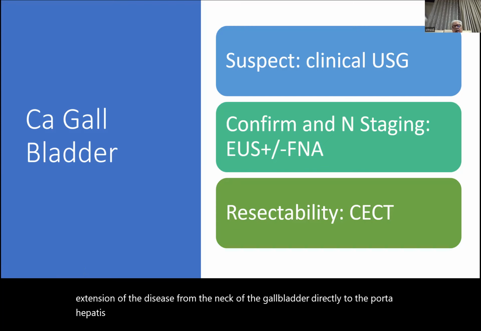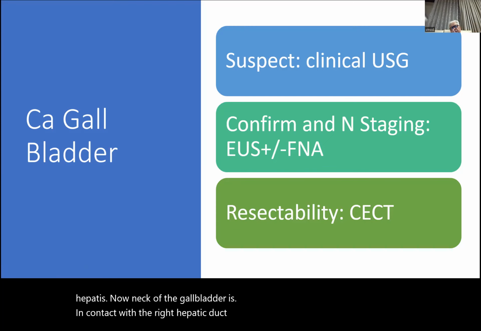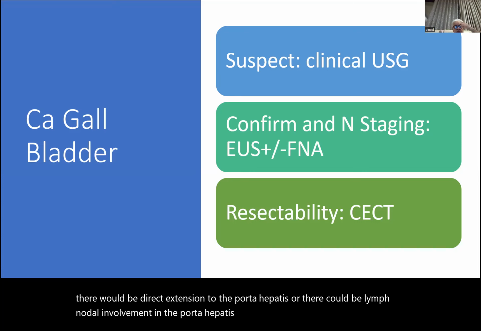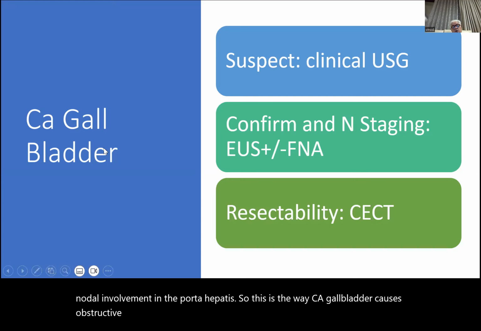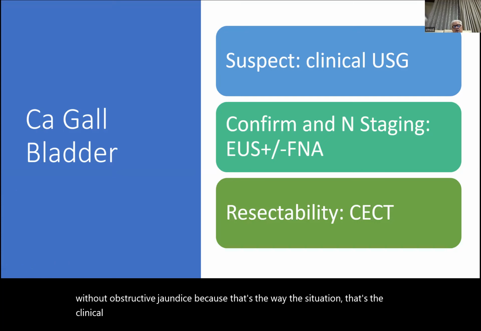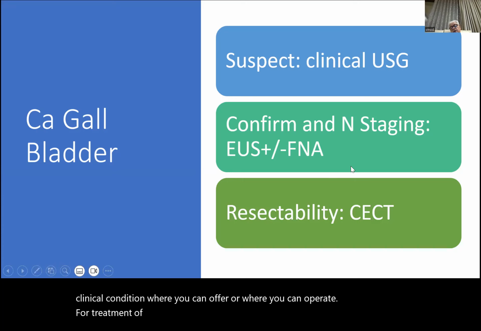Now, the neck of the gallbladder is in contact with the right hepatic duct. So if the extension occurs along that path, there would be direct extension to the porta hepatis, or there could be lymph nodal involvement in the porta hepatis. So this is the way CA gallbladder causes obstructive jaundice. You would be lucky if you can diagnose CA gallbladder without obstructive jaundice, because that's the clinical condition where you can operate for the cure of the patient.